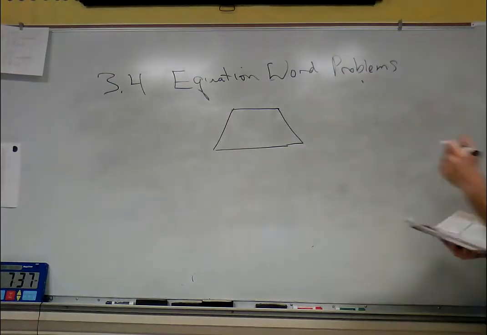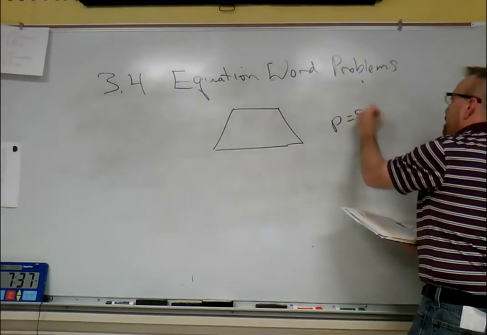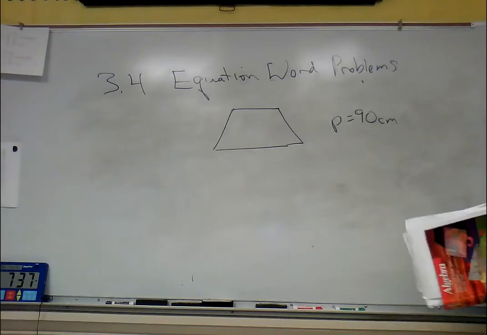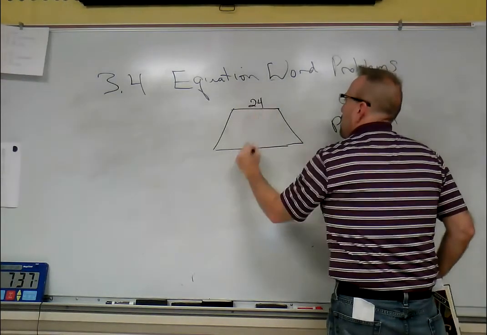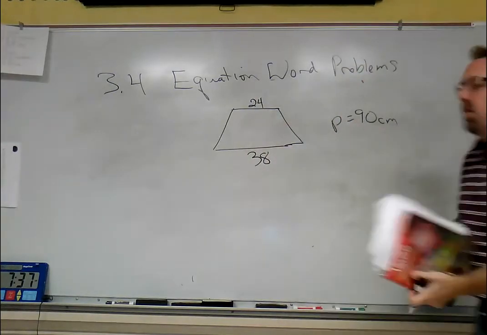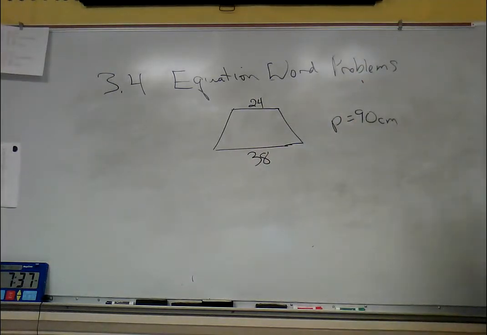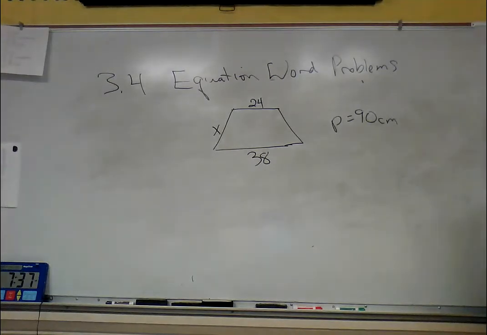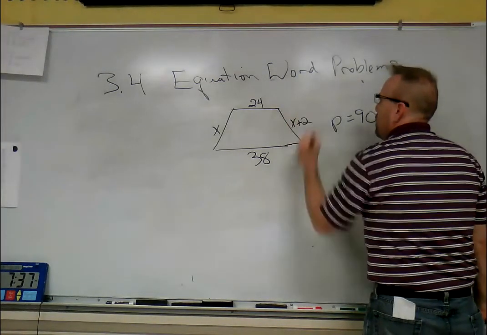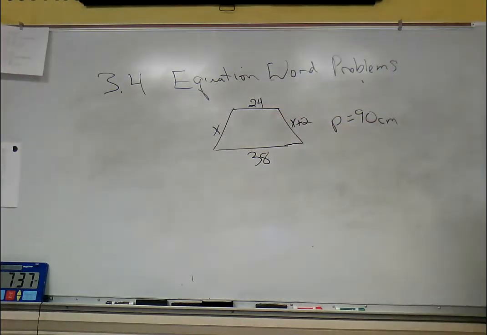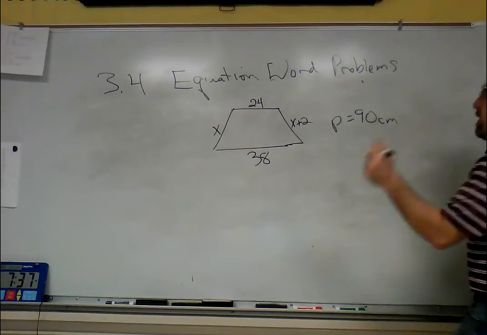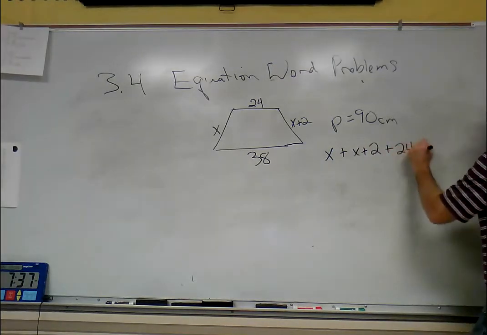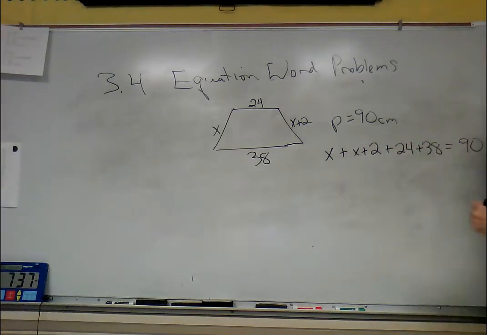First information tells us perimeter is 90. Now, it tells us the two parallel sides, so the top and bottom here are 24 and 38. And the other two sides are consecutive odd integers. So if this one is X, how much bigger is the next odd number? So it's 2 bigger, so it's X plus 2. Now, how do we find perimeter of any figure? We add up all the sides. So we have X plus X plus 2 plus 24 plus 38 equals 90.